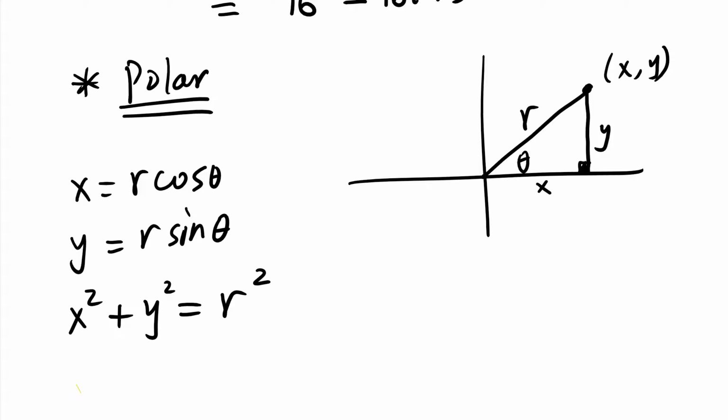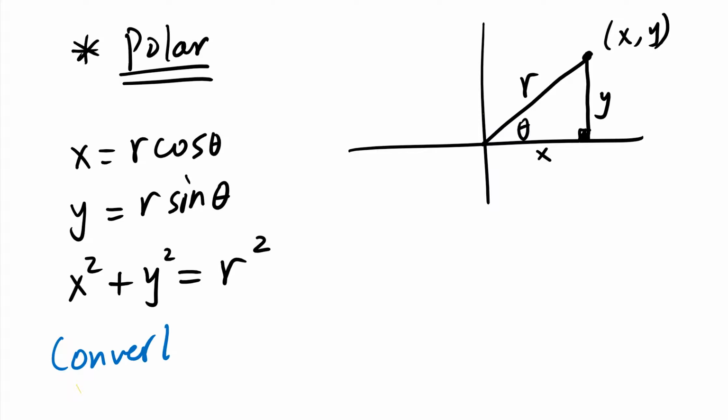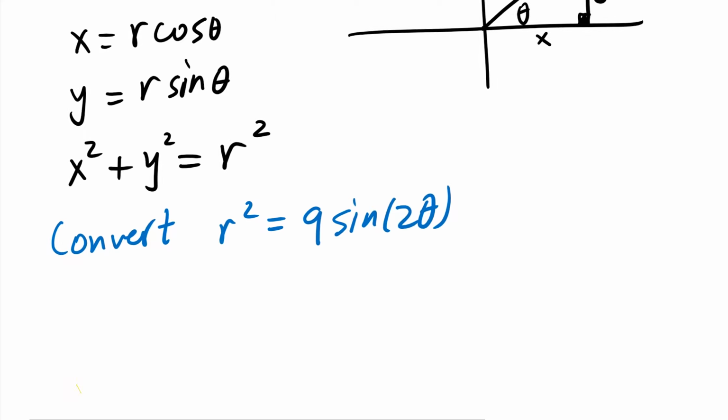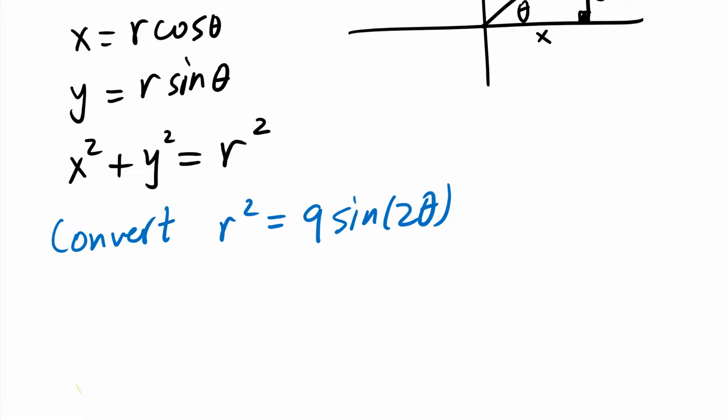So how can a question be asked about this? We can ask you to convert, like the one that was in the lecture notes, let's say r squared equals 9 sine 2 theta. So r squared, I know it's x squared plus y squared, but what is sine 2 theta? Sine 2 theta is the double angle formula. It has a formula, 2 sine theta cosine theta.